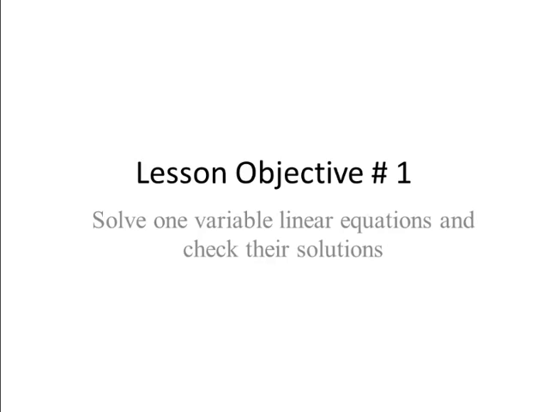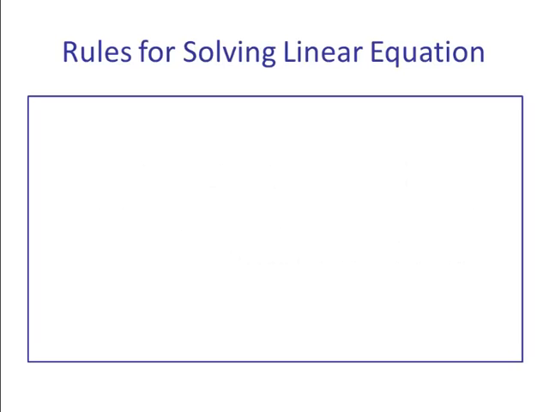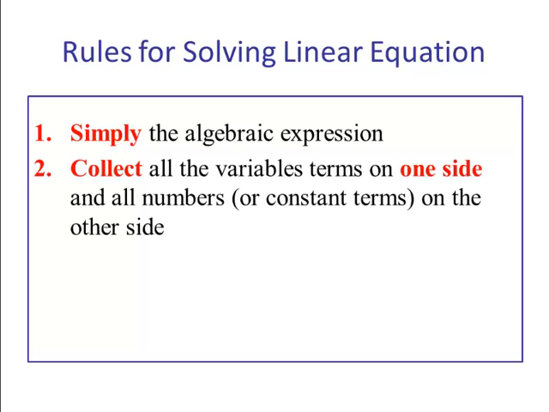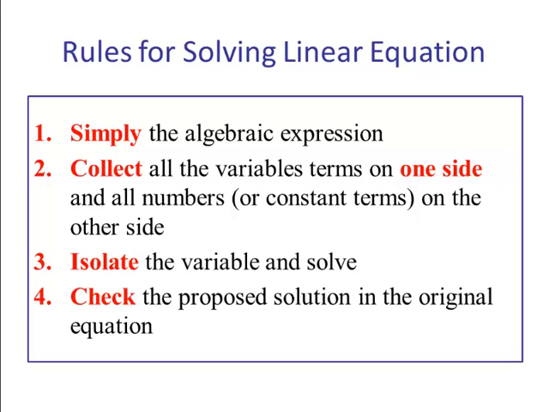Lesson objective number 1. These are the rules for solving a linear equation. Number 1, we want to simplify the algebraic expression. So if we have any like terms, we want to combine them. Number 2, we want to collect all the variable terms on one side of the equation. Number 3, isolate the variable and solve. Number 4, we check the proposed solution in the original equation, and we want to see, does the left hand side equal the right hand side.